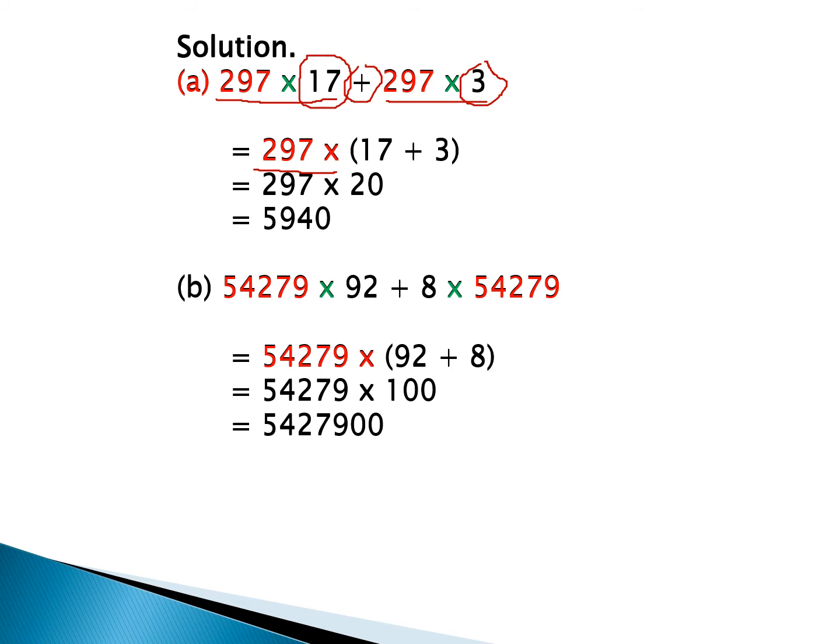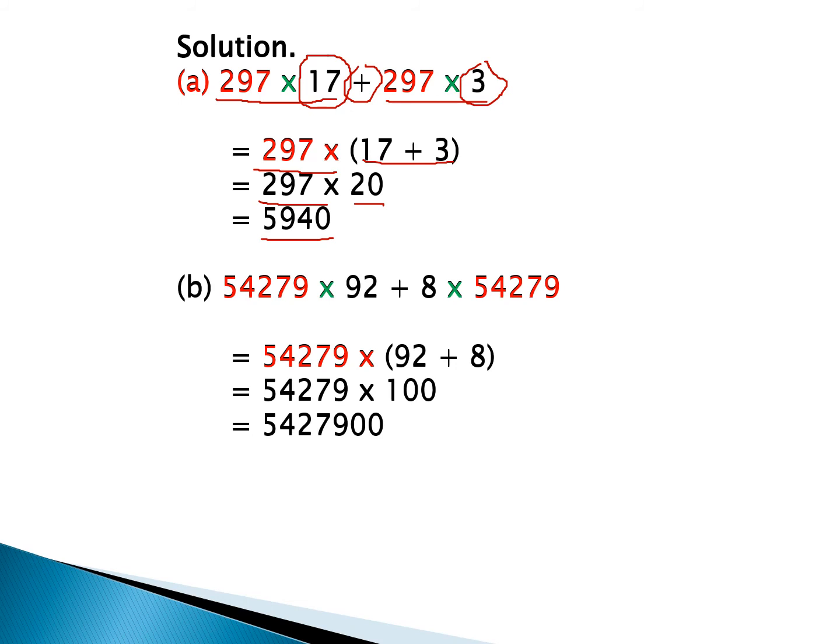Whatever is written in the bracket has to be solved first. So first we will add 17 and 3 together, which will give us 20. Now copy 297 and multiplication from above and multiply 20. After multiplying 297 by 20, we will get 5940, which is our final answer. Children, is this question clear? Now come to the B part.